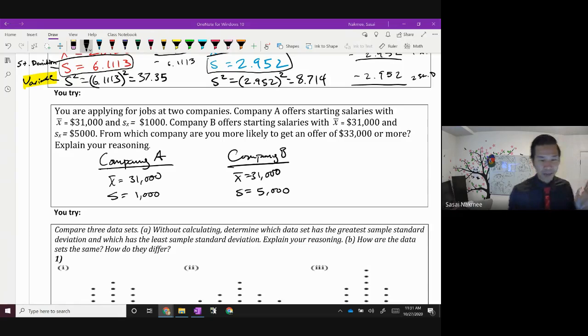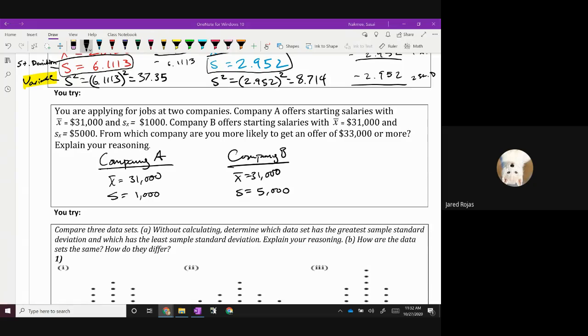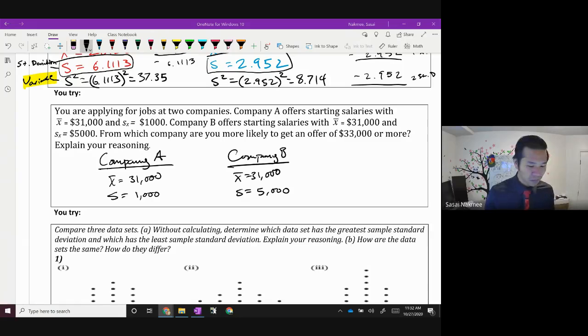And I promise you, don't worry about being wrong. Don't worry about being right. Just, what do you think? What do you honestly observe? What makes you believe that one would be more likely to pay $33,000 or more compared to another company? Company B just offers a better sample than Company A. Okay. Better sample what? Sample.